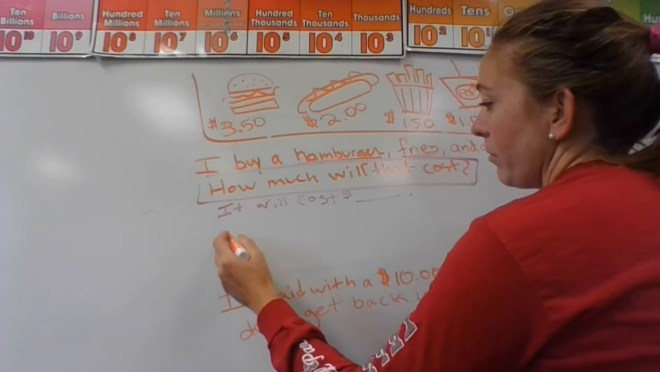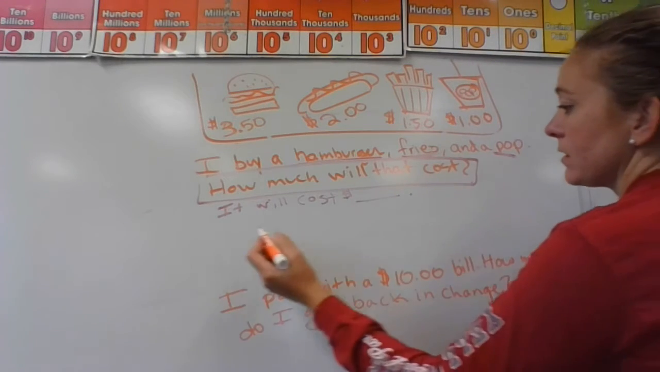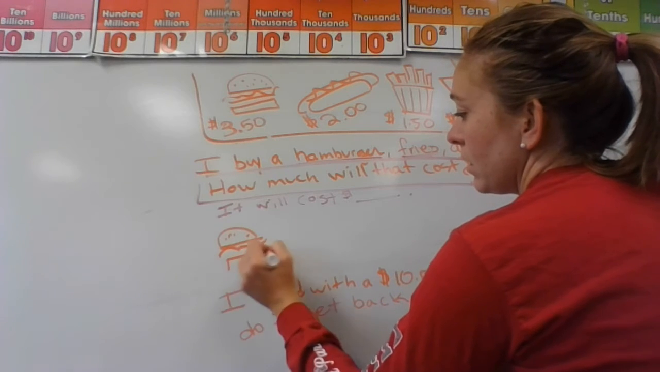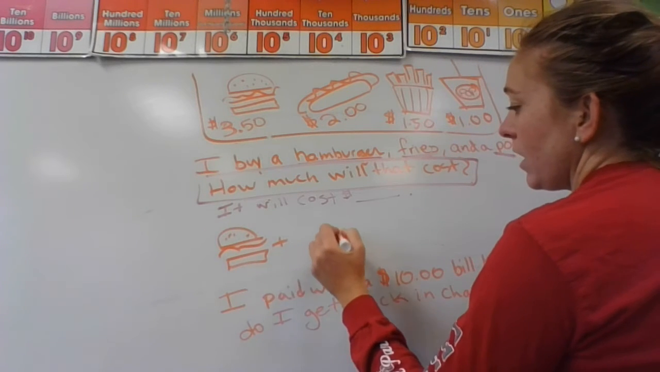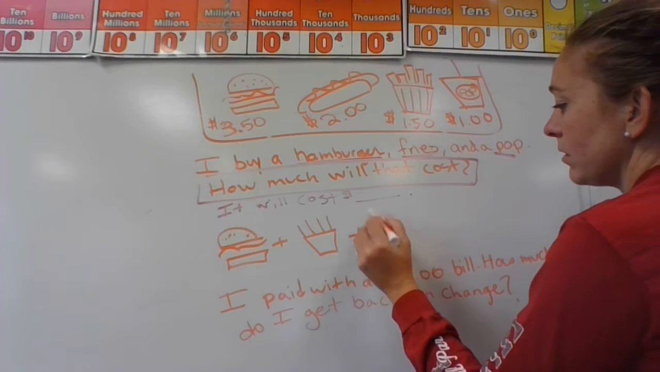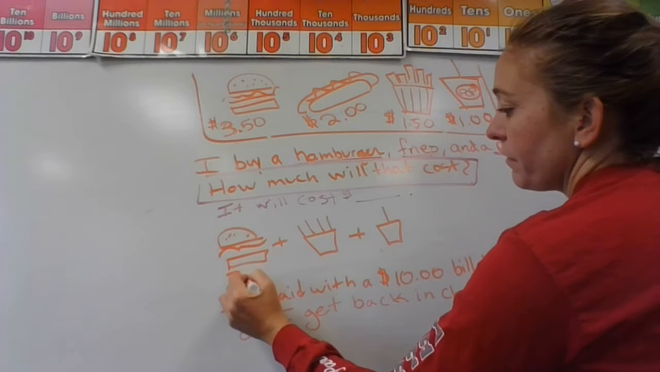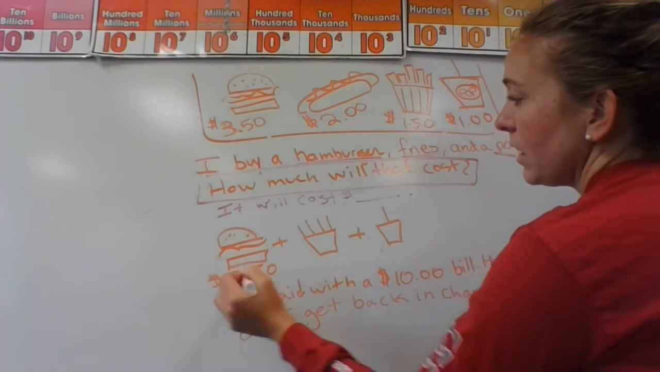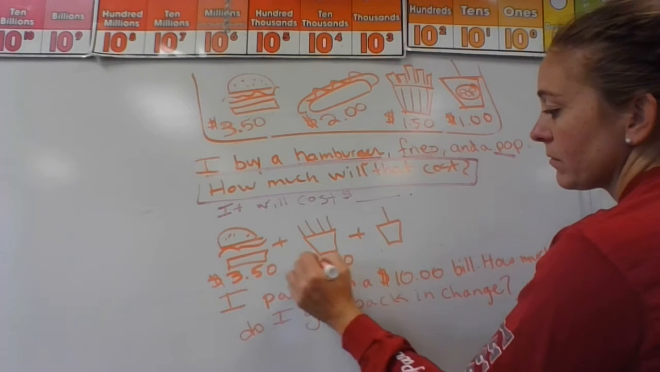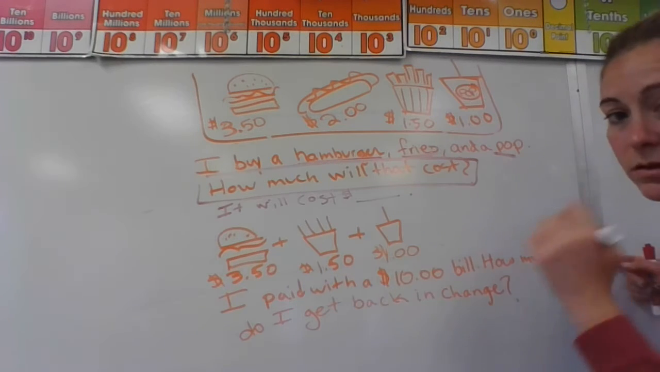Okay, so now I just need to add it up probably. And I could draw out my $3.50. Let's see, how would I draw this? Hamburger plus a fry plus a pop. Gosh, how did I draw that before? A pop, and I've got $3.50 plus, let's see, fries are $1.50 plus a pop is $1. So I just line all that up.